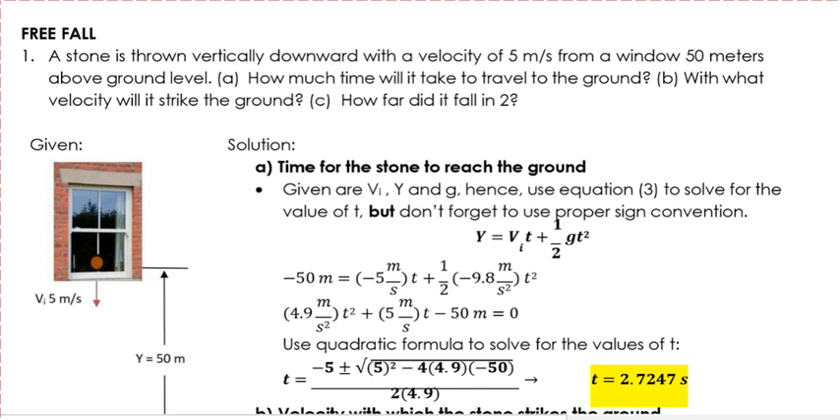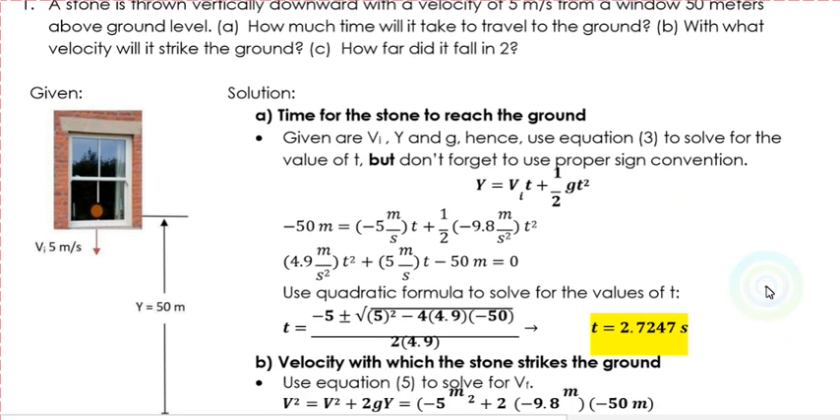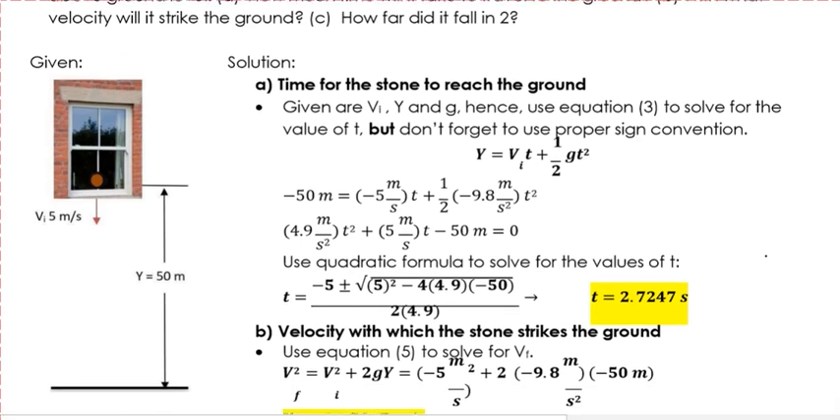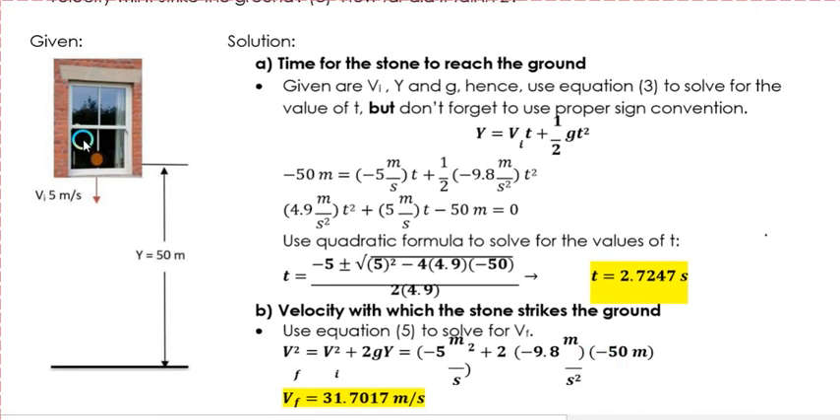So for letter A, let us solve. We are asked to find the time for the stone to reach the ground. From the moment it was released from the window until it hits the ground, what is the total time it spent? So it is still the same with the horizontal rectilinear motion. The same concepts are used for solving these problems, but this time we are looking only at the vertical.